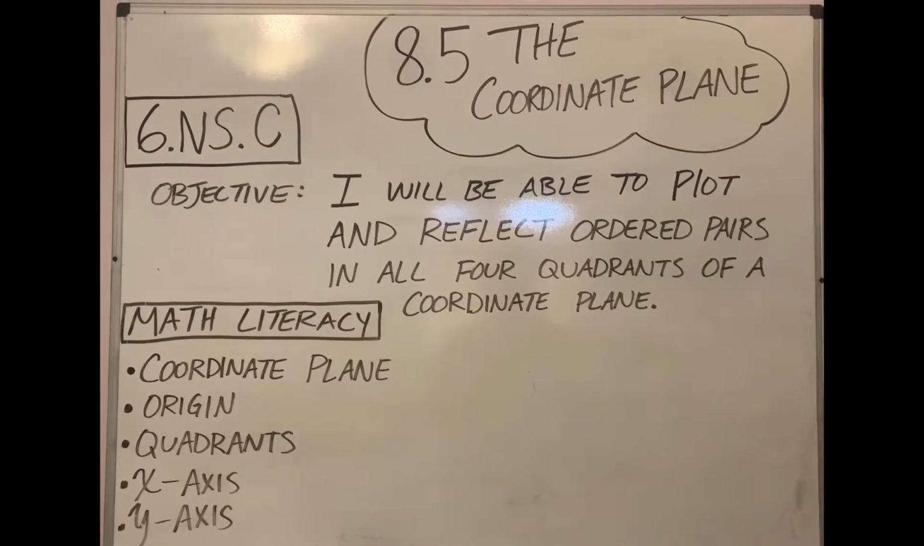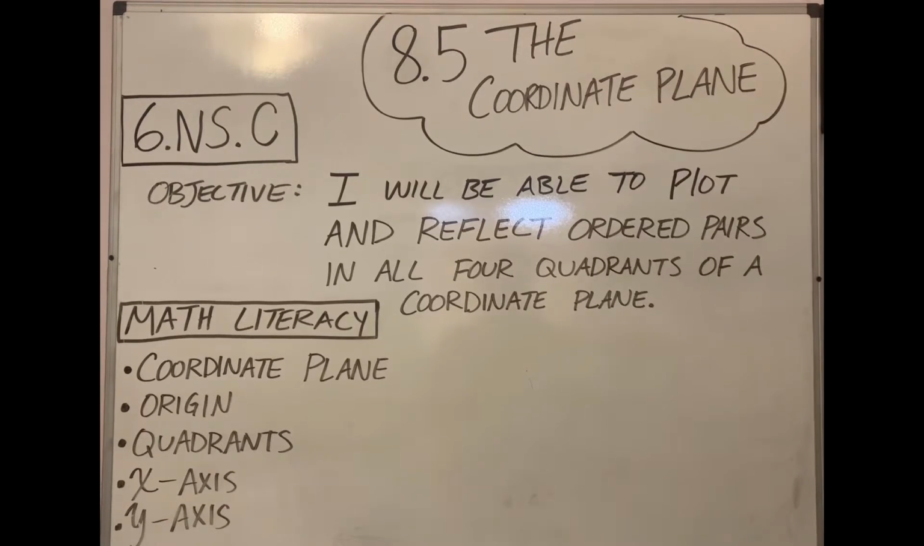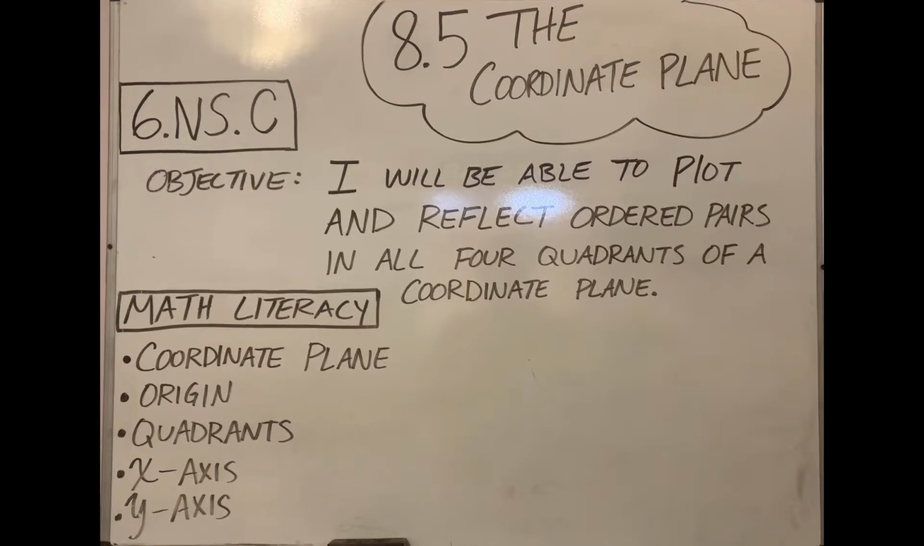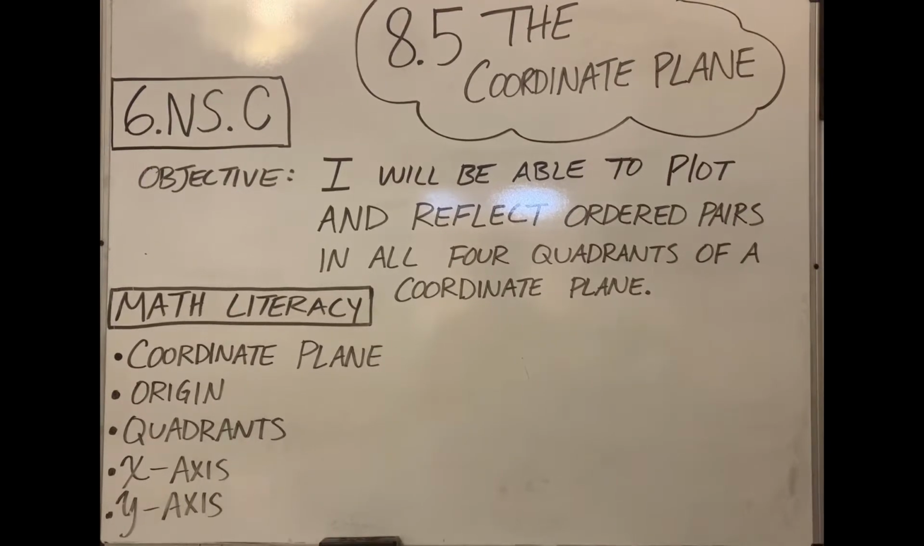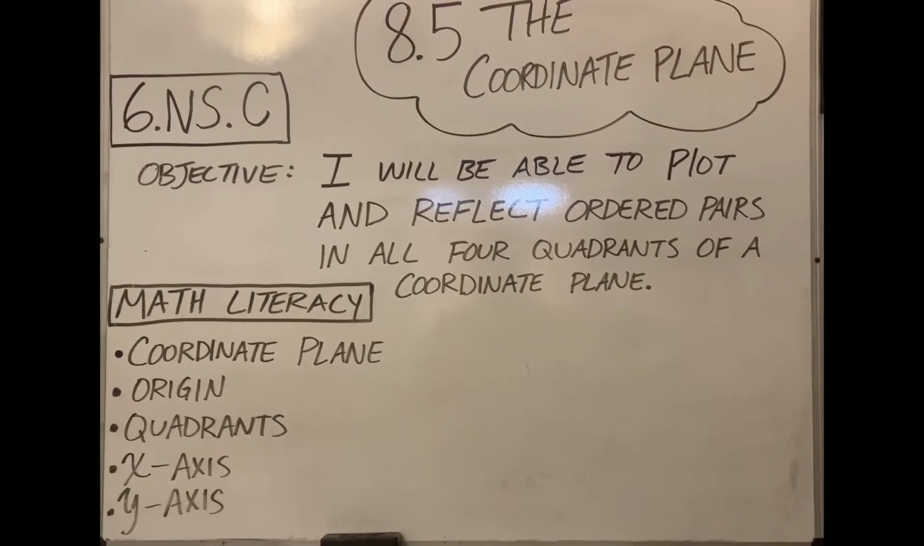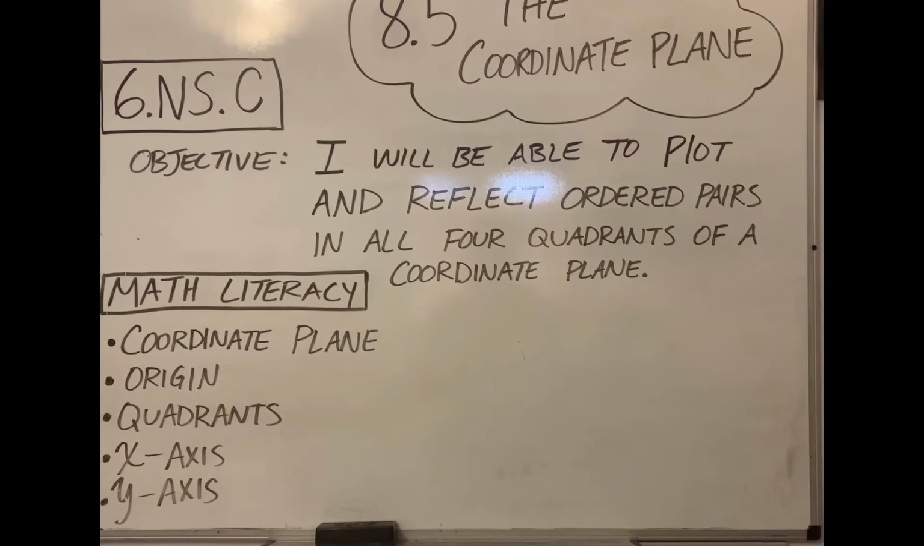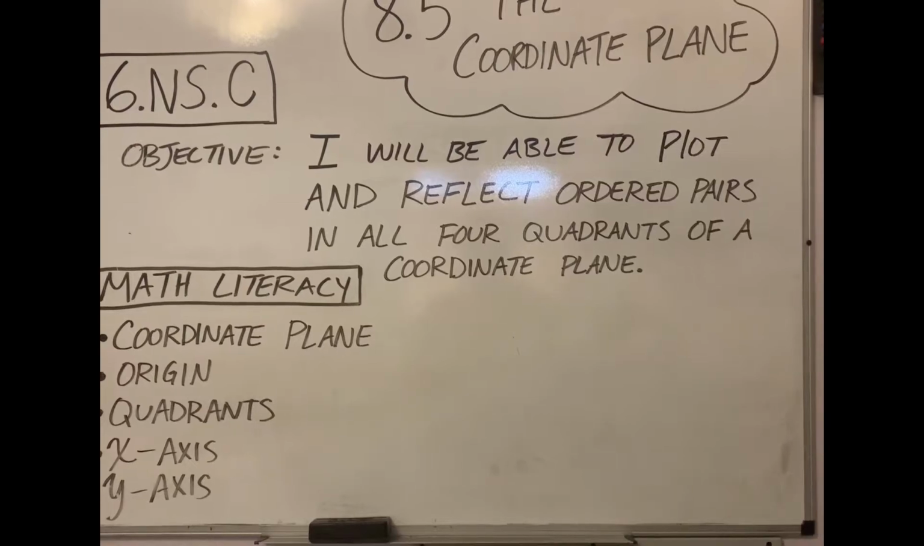We're going to work on 8.5, the coordinate plane. Our standard is 6th grade number sense C, and our objective is that we're going to be able to plot and reflect ordered pairs in all four quadrants of a coordinate plane. Our mathematical literacy words are coordinate plane, origin, quadrants, y-axis, and x-axis.